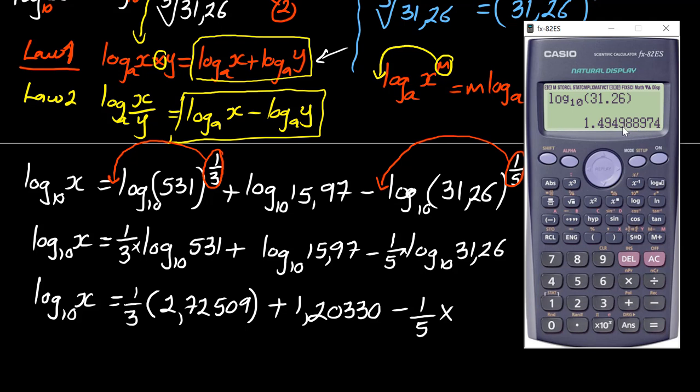1.49498. So now remember, my aim is to maintain it to 5 decimal places, so the 8 changes that 9 to become 10, we change that 4 to become 5, so it's 1.49499.